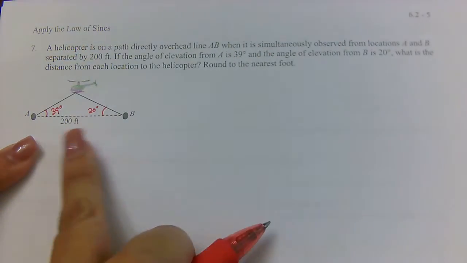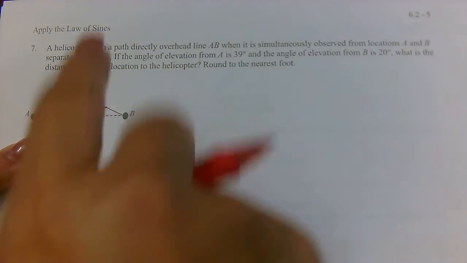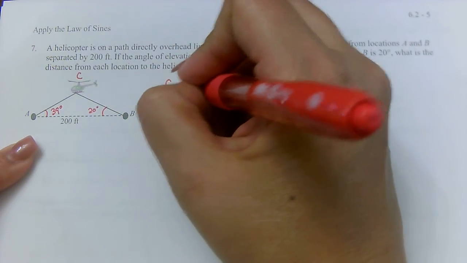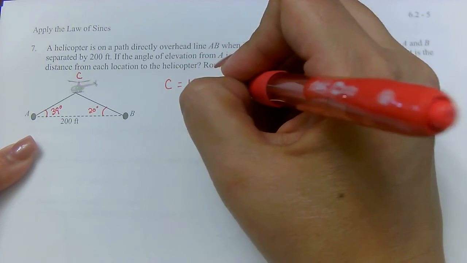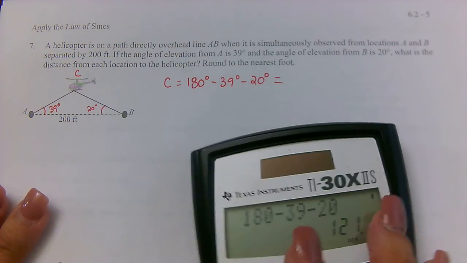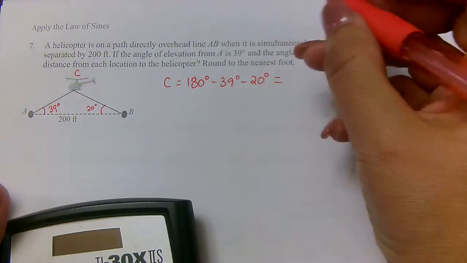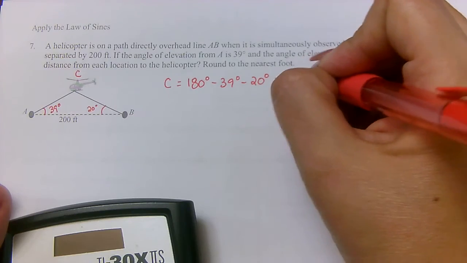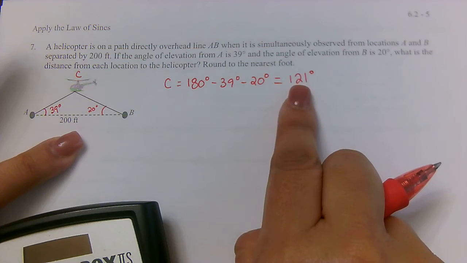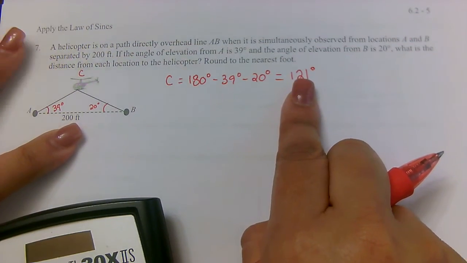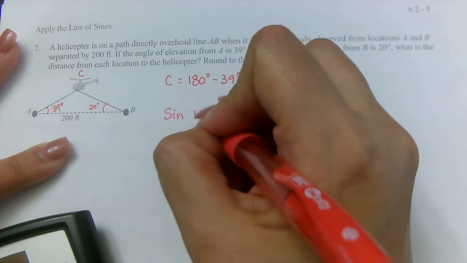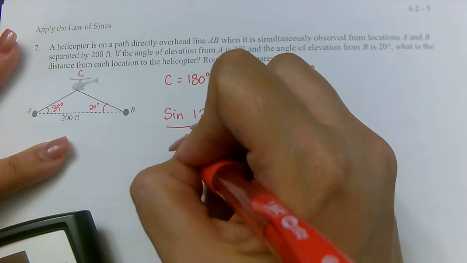So what we need to do first is go ahead and find the missing angle. I'm going to call this C. C is equal to 180 degrees minus the 39 minus the 20. That equals 121. Next thing I can see is that I have a complete ratio. I have sine of 121 divided by 200.